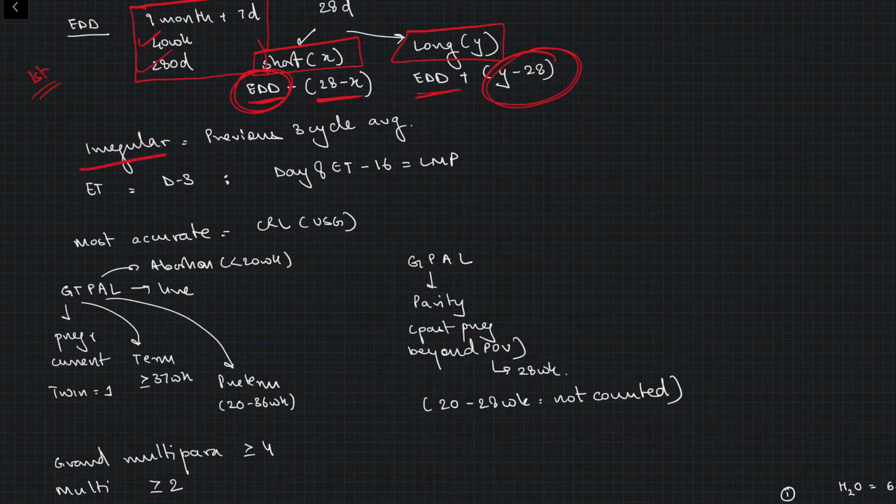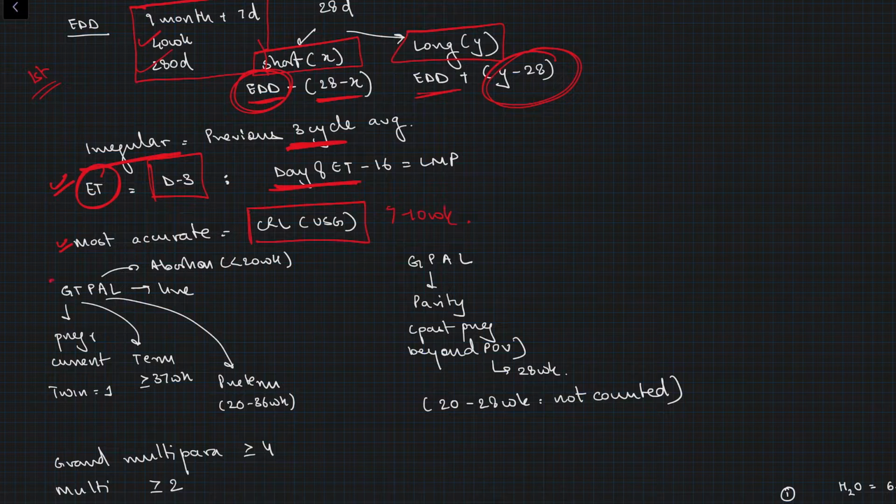In irregular cycle, the average of previous 3 cycles is taken, and if embryo transfer is done, remember it is most commonly done on day 3. So here the day of embryo transfer minus 16 would be the last menstrual period. So we can calculate the EDD from that. Then the most accurate method to calculate EDD is CRL on USG, ideally between 7 to 10 weeks, right?